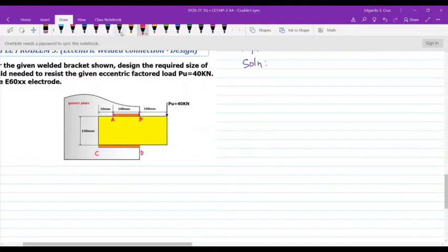So the first step is to locate the centroid. As you can see, the two lengths of welds are not of the same length, so the centroid would be somewhere here. Let us assume that would be the location of the centroid. You could choose any reference point, so let me choose this point C as my reference point in applying Varignon's theorem. This would be our X bar, and this would be our Y bar.